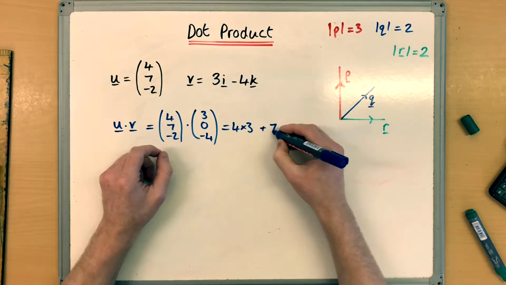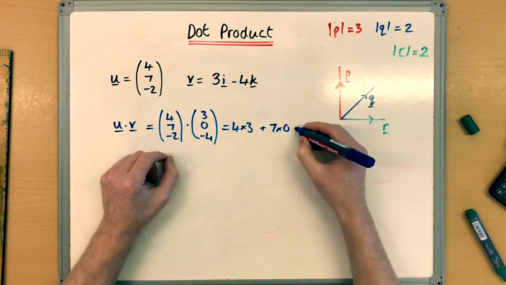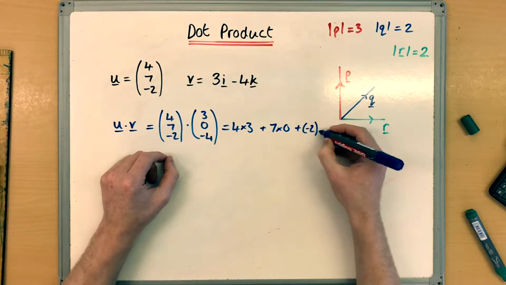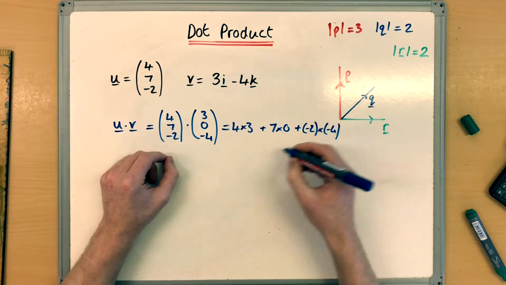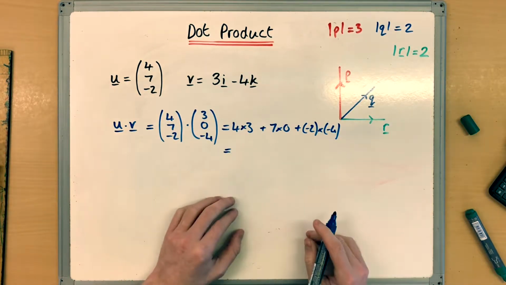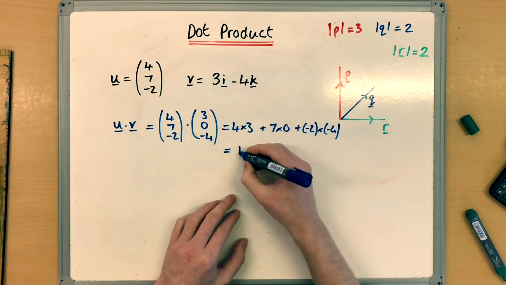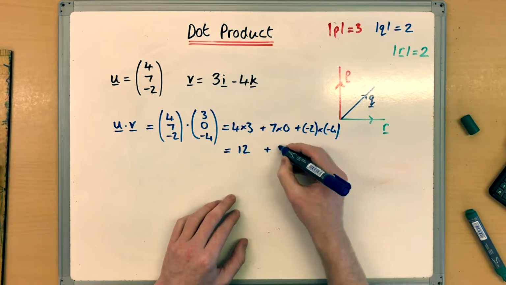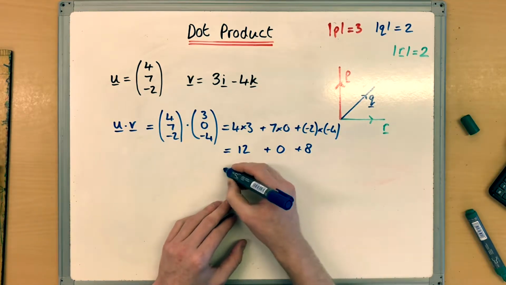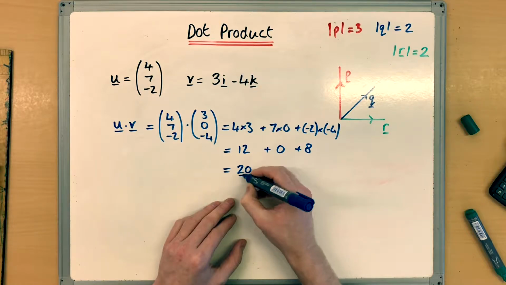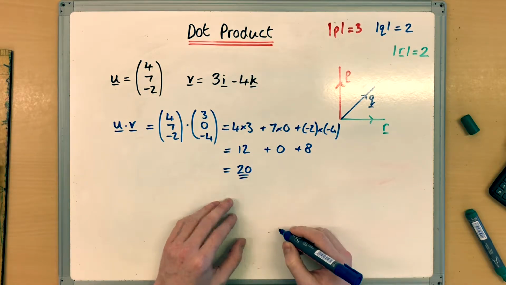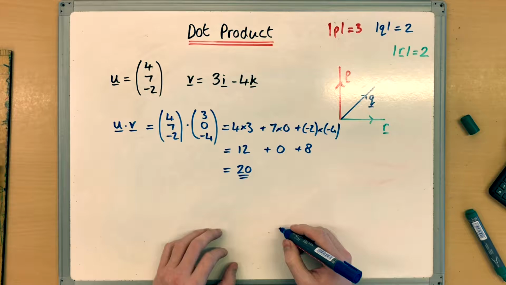So to find the dot product, I do 4 times 3 plus 7 times nothing plus minus 2 times minus 4. Now, what I've got to be careful with here is this double negative. So that's 12 plus 0 plus 8. So the dot product here is 20.